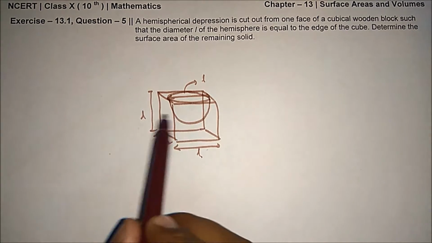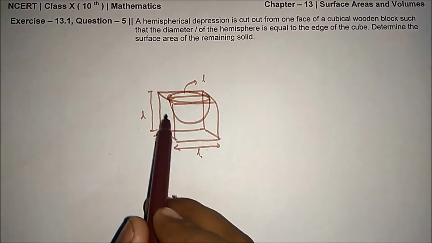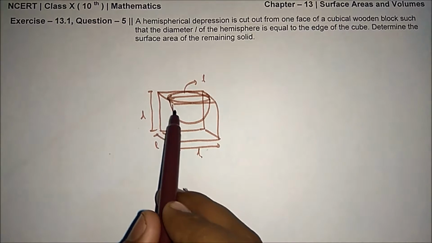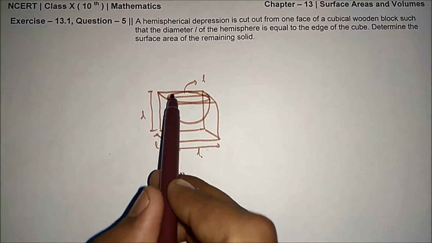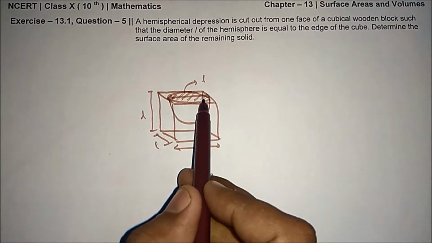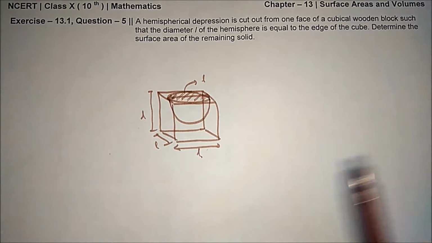What will be the surface area that counts? The total surface area of the cube, the surface area of the hemisphere, okay? And we need to subtract this circular part again, okay? Because this is cut out and removed, okay?